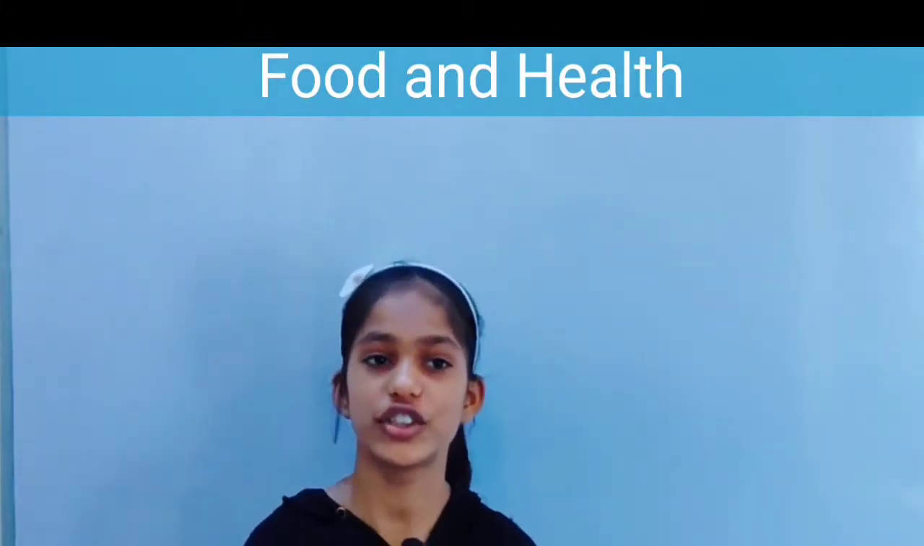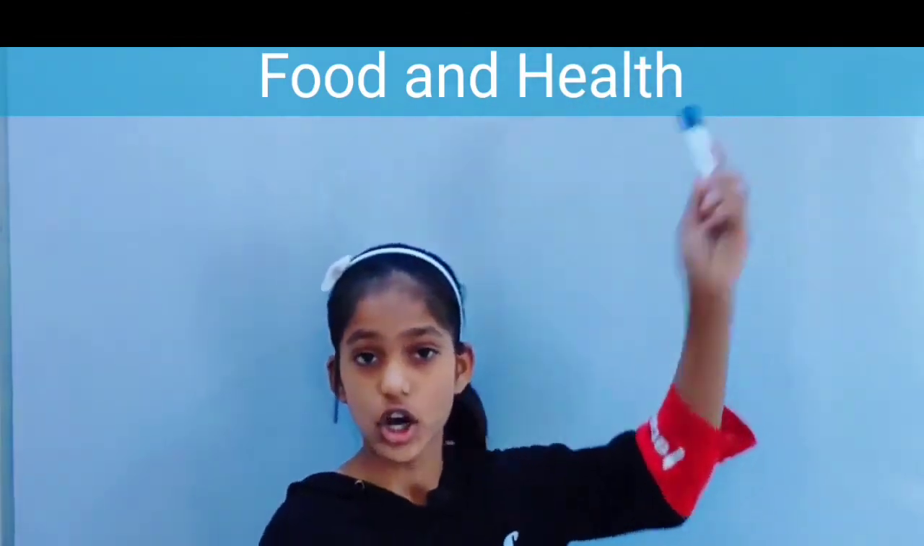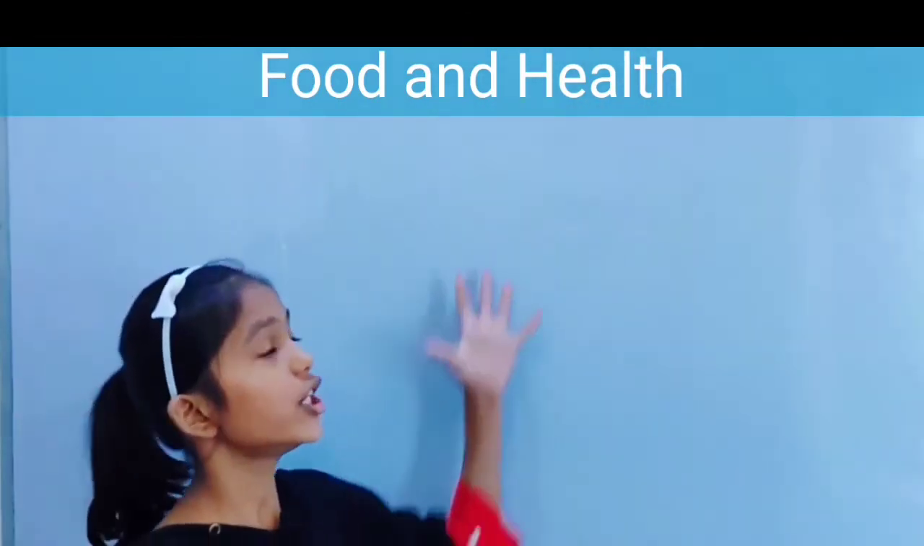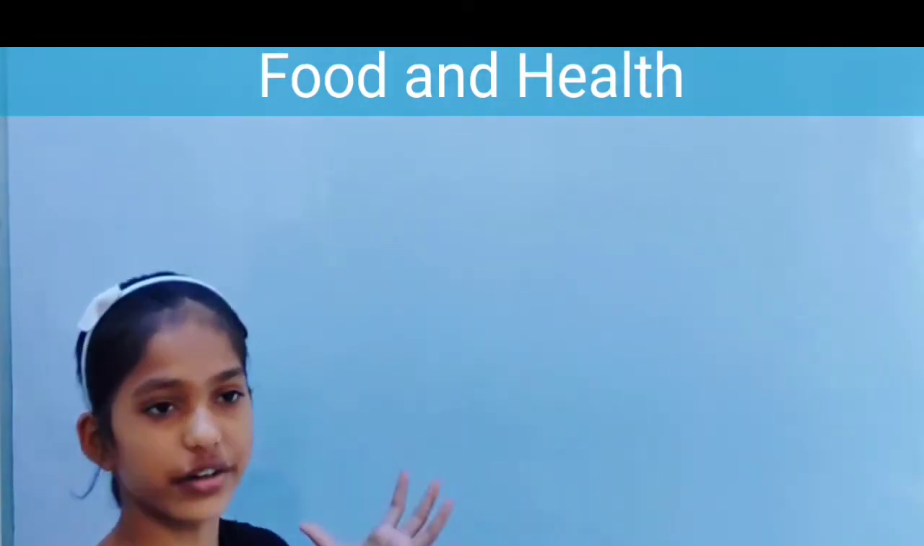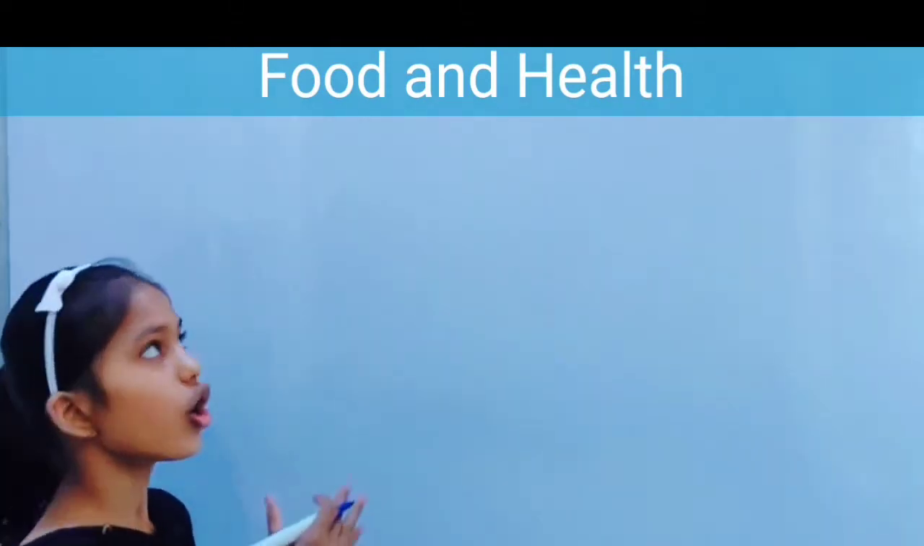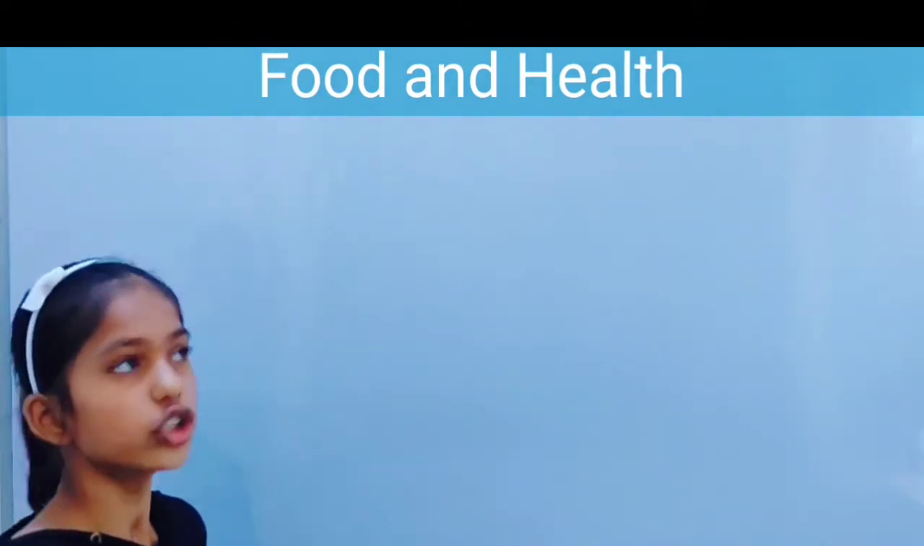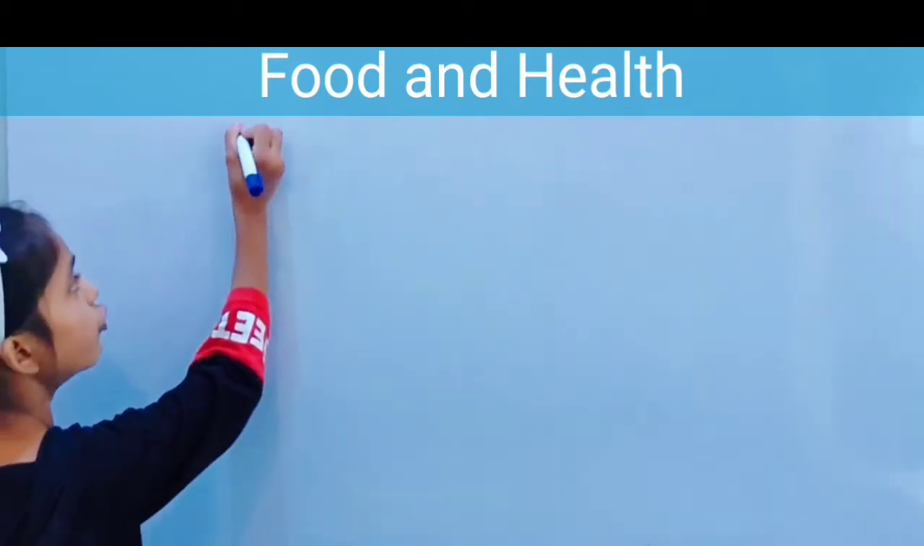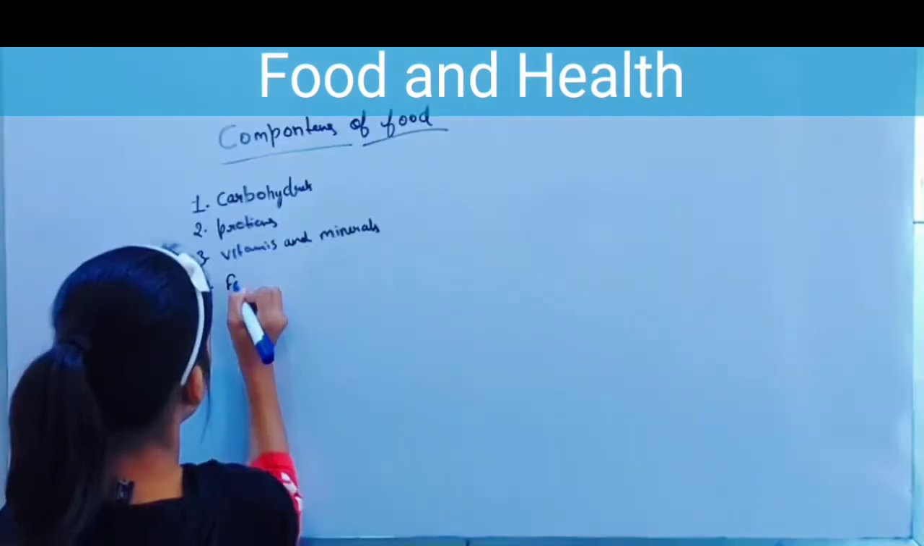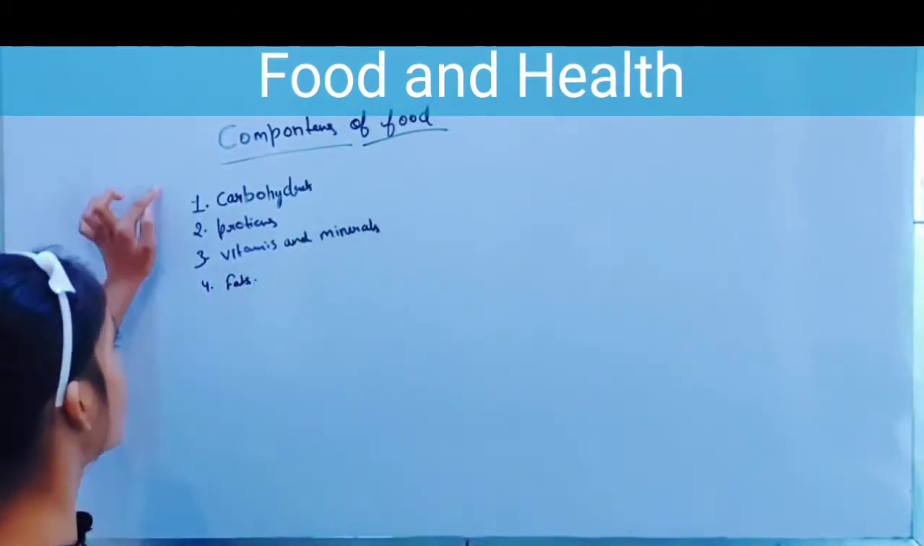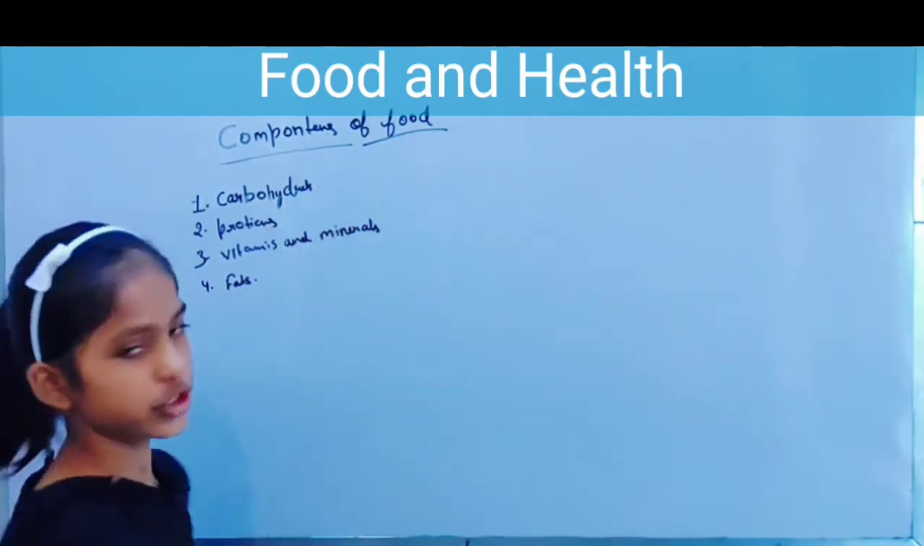Good morning students. Today we are going to learn the chapter Food and Health. Do you know how many components of food there are? Means how many types of components the food has. So here I will tell you the components of food. There are 4 kinds of components of food.